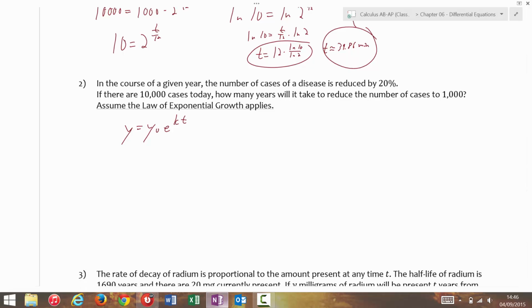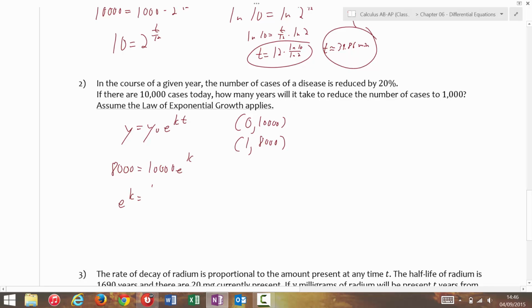So let's see. It says the number of cases each year is reduced by 20%. So that means that I have the ordered pair 0, comma 10,000, but then I know 1, comma reduced by 20% means that there would be 8,000 left. So I can plug that in and say that 8,000 is equal to 10,000 e to the k times 1, so that would just be e to the k.